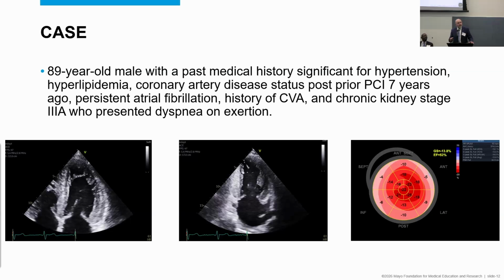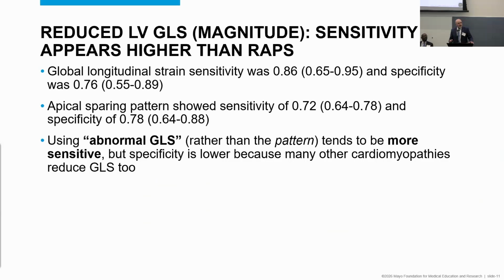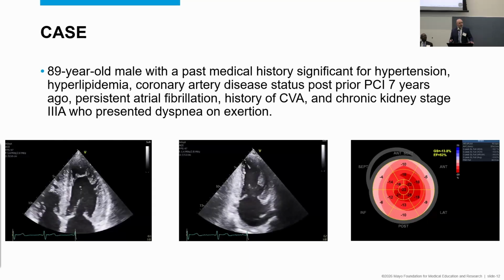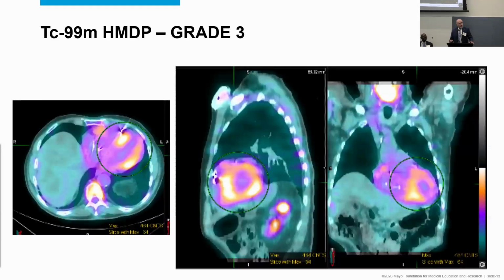Okay, sorry about that. When we look at this echo, we can see longitudinal strain shown on the right, with typical apical sparing. It's an 89-year-old with past medical history of hypertension, hyperlipidemia, coronary disease, a PCI 7 years ago, persistent atrial fibrillation, and chronic kidney disease, who presented with dyspnea on exertion. We did a PYP, again an HMDP, and this actually lit up significantly.